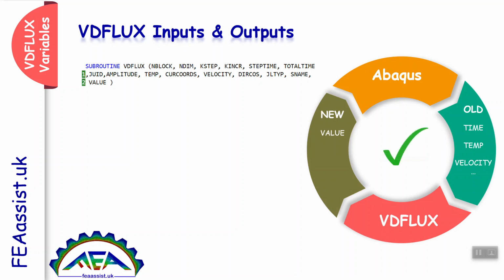This is how Abaqus and VDflux interact with each other, which is necessary to understand if you want to write a good VDflux. For example, the value here, as I said, is the amount of the flux that you need to define in your subroutine based on your formulation.